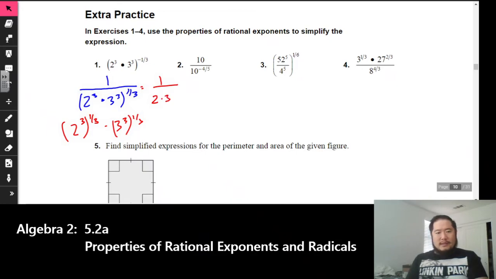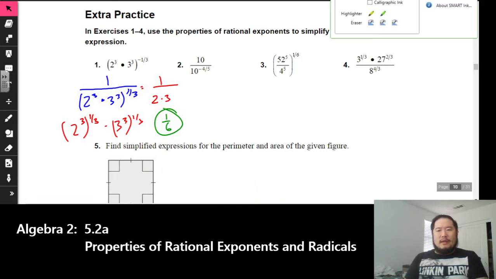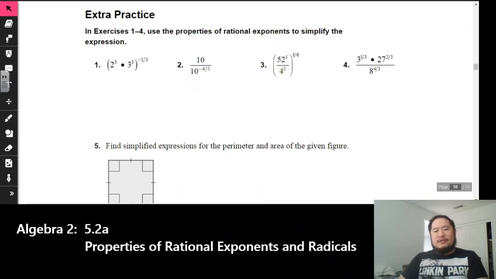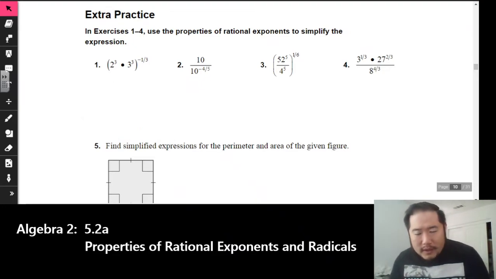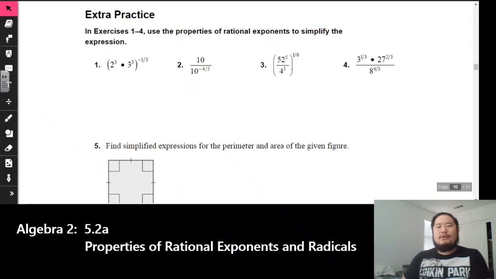2 times 3 is 6. There's my answer, 1/6. Pretty easy right there, right? As long as you know the rules and you can apply them, then this becomes a lot simpler than you think. It's very confusing with the fractions and all that kind of stuff, but try not to let that get you down. All right, let's take a look next at number 2.